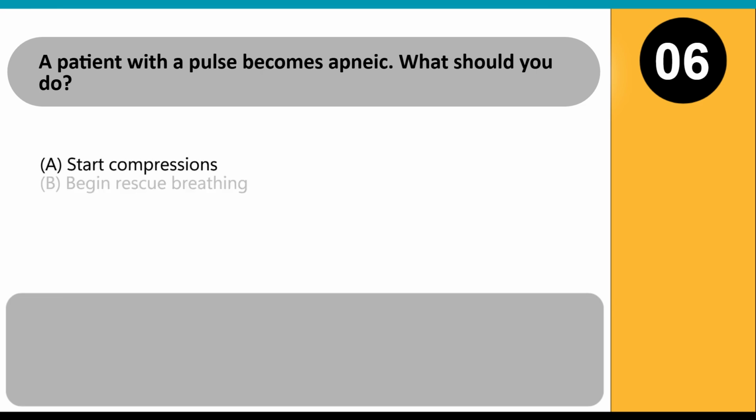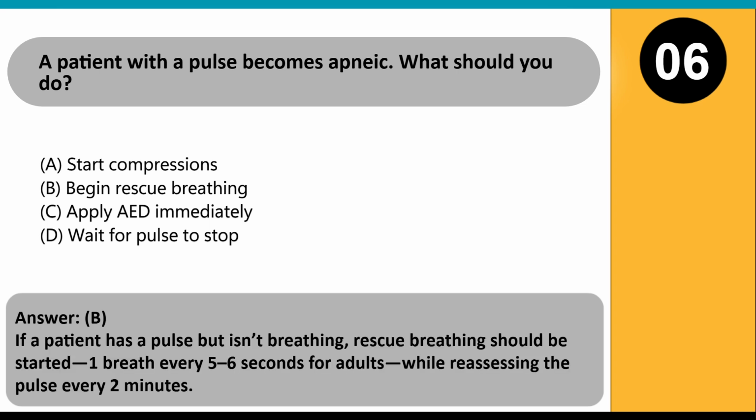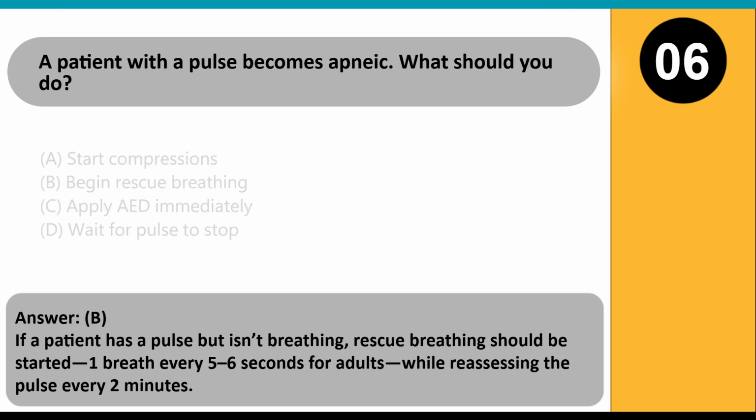A patient with a pulse becomes apneic. What should you do? A. Start compressions. B. Begin rescue breathing. C. Apply AED immediately. D. Wait for pulse to stop. Answer: B. If a patient has a pulse but isn't breathing, rescue breathing should be started, 1 breath every 5 to 6 seconds for adults, while reassessing the pulse every 2 minutes.